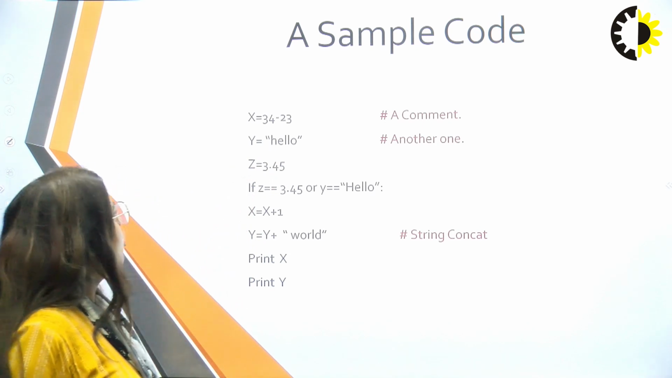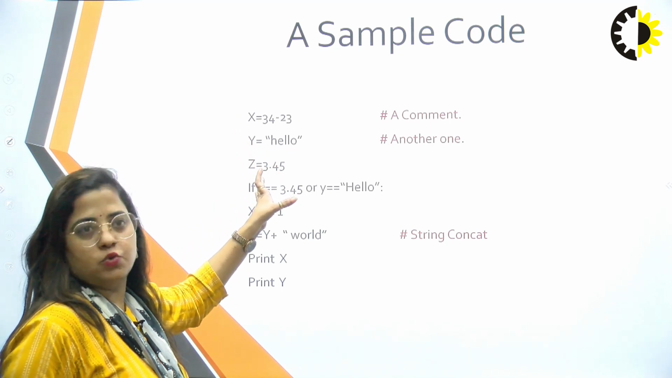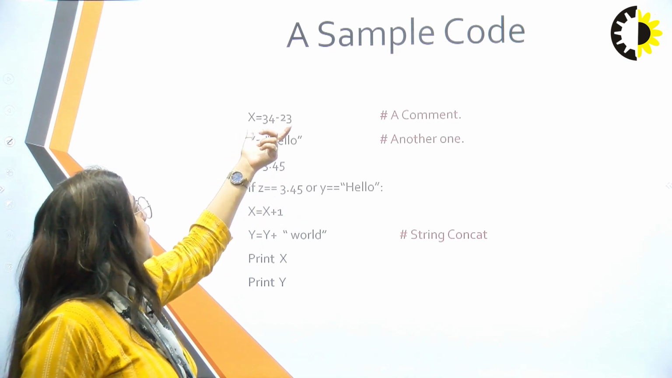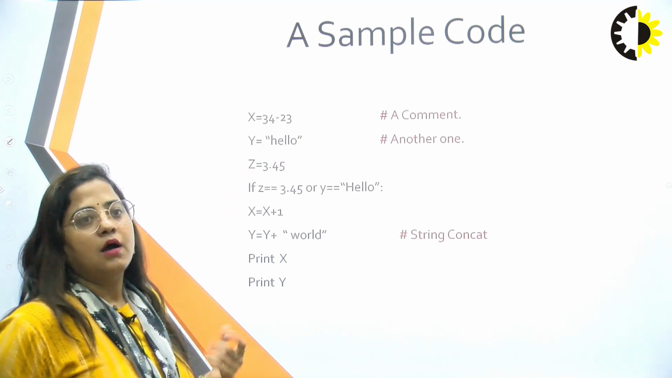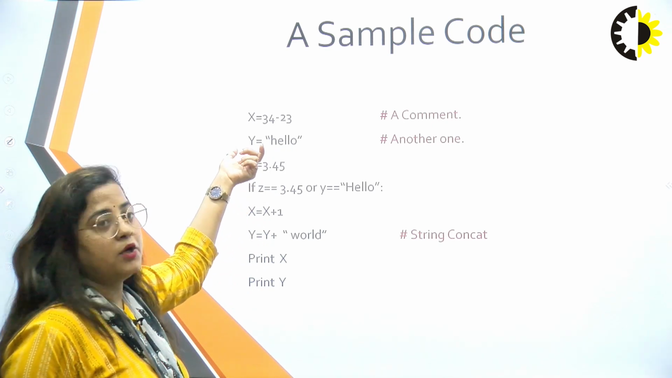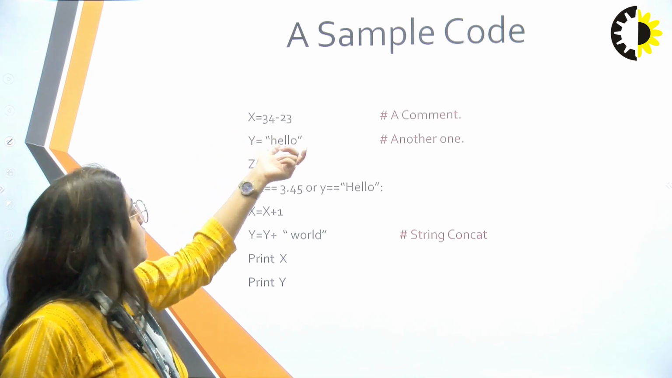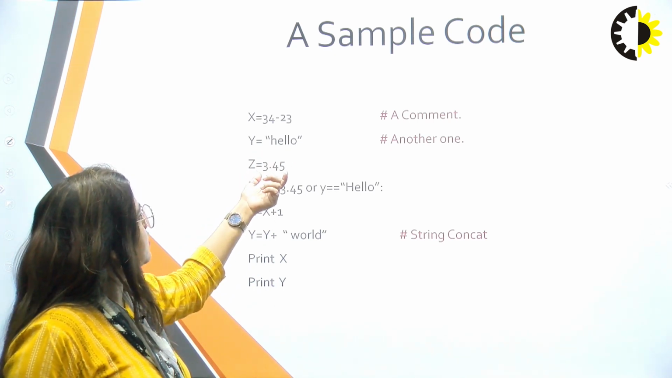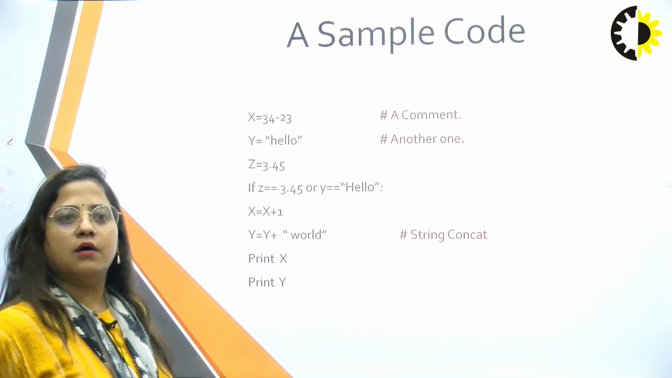Second is hello, and here we give a condition. x, y, z are the three variables used here, and these are numbers, like 34 and minus 24, where the operator is used for subtraction. Then there is no need to specify which type the variable is, whether integer, float or character. Python takes it automatically: it is taken as a string, and this 3.45 is automatically taken as a float variable.